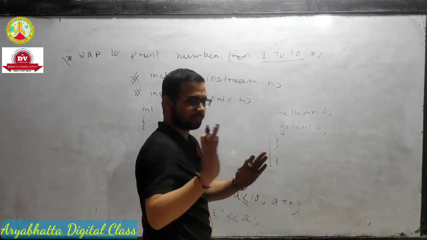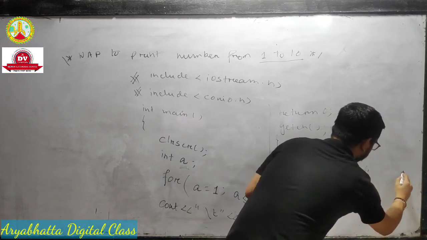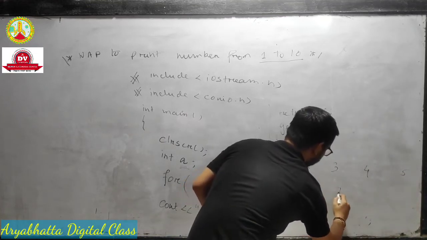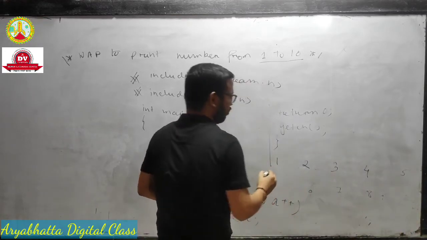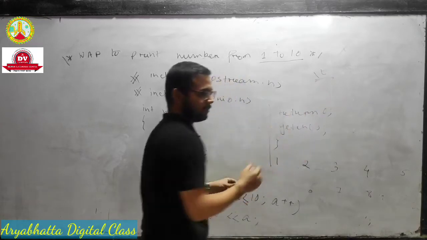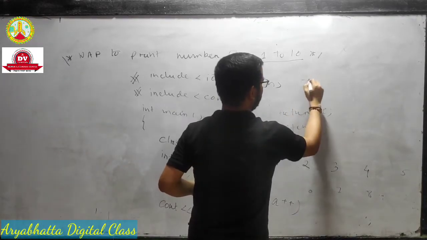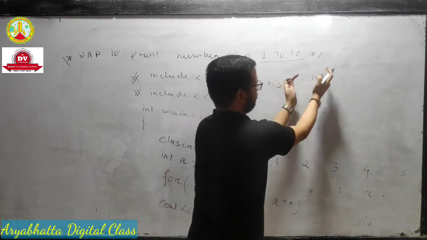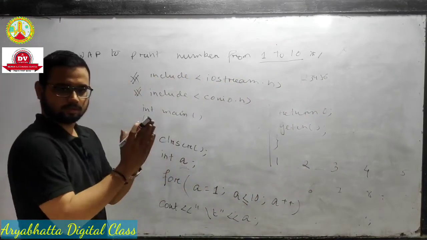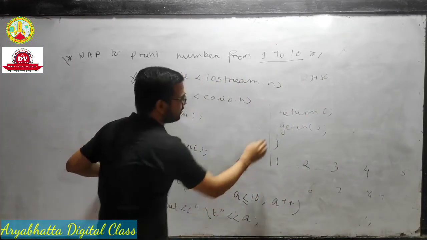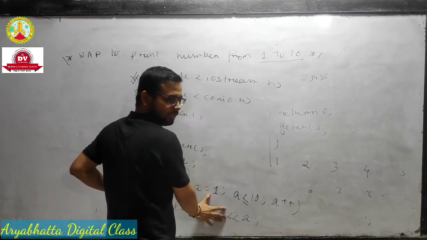One tab space, then 2, tab space 3, tab space 4, tab space 5, like that 6, 7, 8, 9, 10. Here between them we take backslash t. If you don't take this backslash t, then it will simply come like 1, 2, 3, 4, 5, 6, with no space, because space does not come if we don't take backslash t.